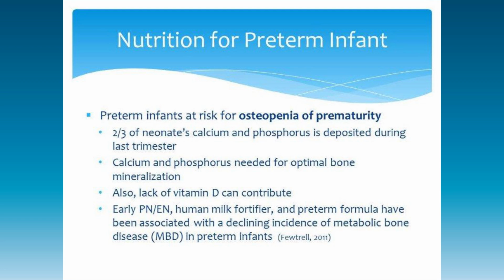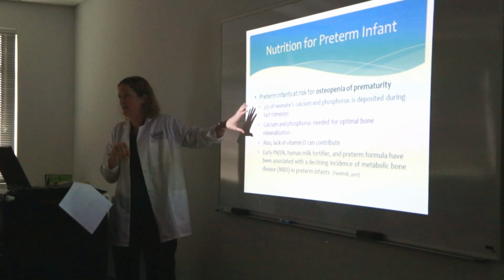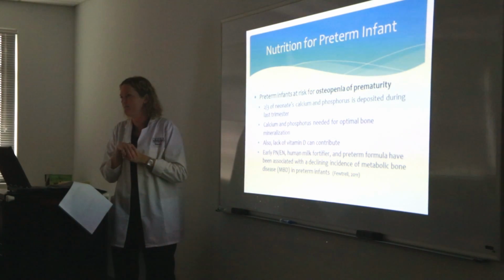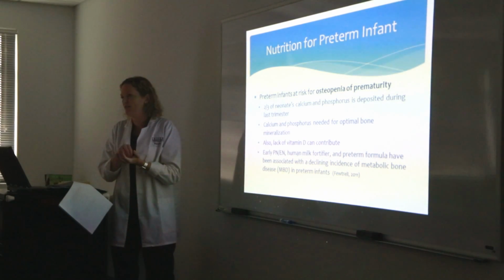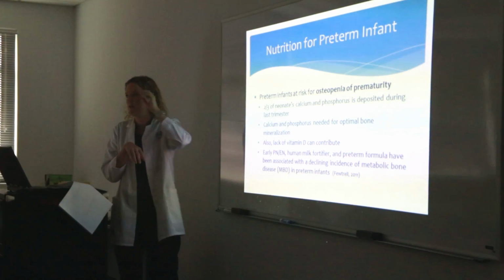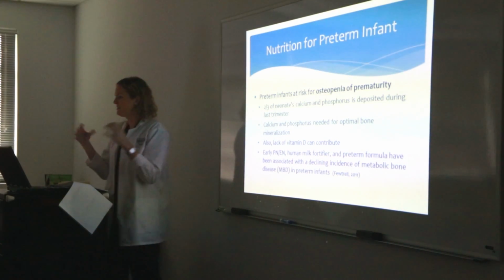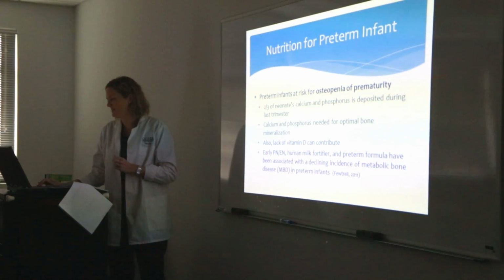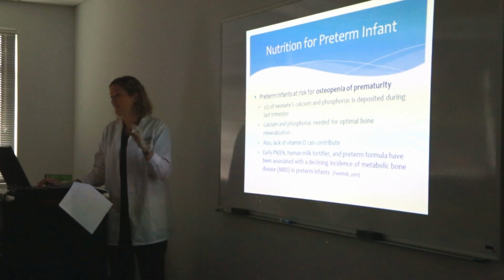If you give a premature infant a standard formula, they're going to be at risk for getting osteopenia of prematurity. If you give a premature infant breast milk without adding the human milk fortifier to it, they're going to be at risk for osteopenia. Okay, so very important to supplement with the human milk fortifier or give them that special preemie formula.